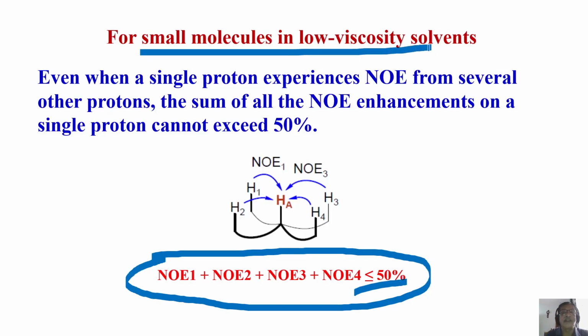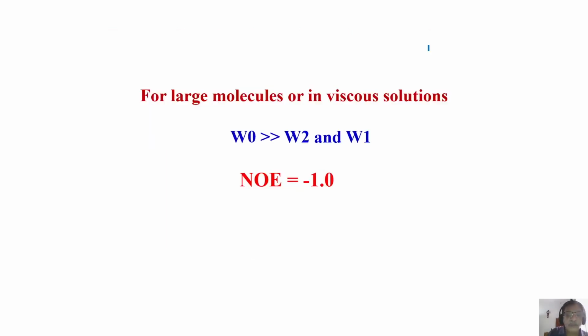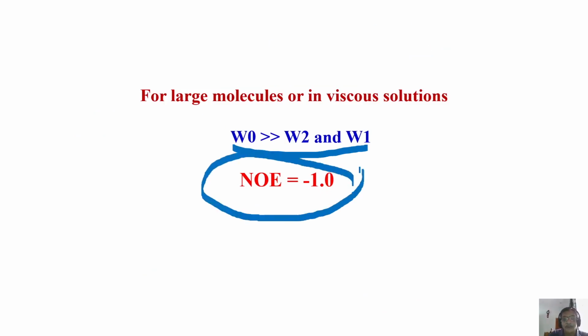Why did I say low viscosity? If the viscosity is more, the motional frequency is less. It cannot rotate freely, and the tumbling motion frequency is much less. So for large molecules or in viscous solutions, this is the dominant term, and NOE turns out to be -1. Remember, for large molecules NOE is -1. For small molecules NOE is +0.5. So one case, small molecule, positive NOE; large molecule, negative NOE. Maximum enhancement for small molecule positive NOE is 50%, and for large molecules it is -1, that is -100%.